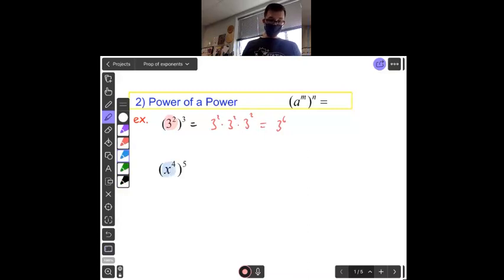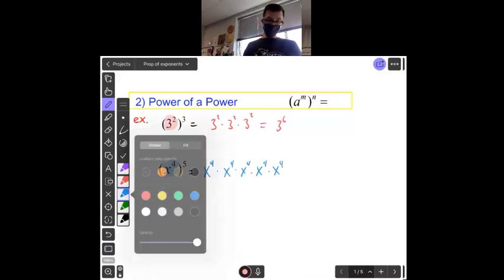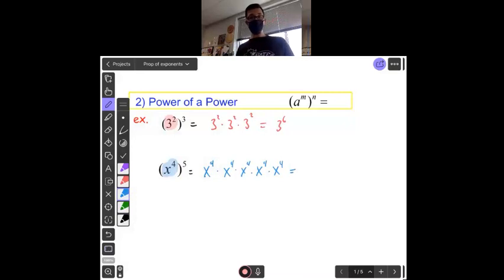So we take this new problem and we turn it into a problem that we already know how to do, and then we apply that rule. So x to the fourth to the fifth means x to the fourth times x to the fourth times x to the fourth times x to the fourth times x to the fourth, right? 5 x to the fourths. But what does our rule tell us to do? Tells us to add, yeah, right, Tatum? Okay. 4 plus 4 is 8, plus 4 is 12, plus 4 is 16, plus 4 is 20.